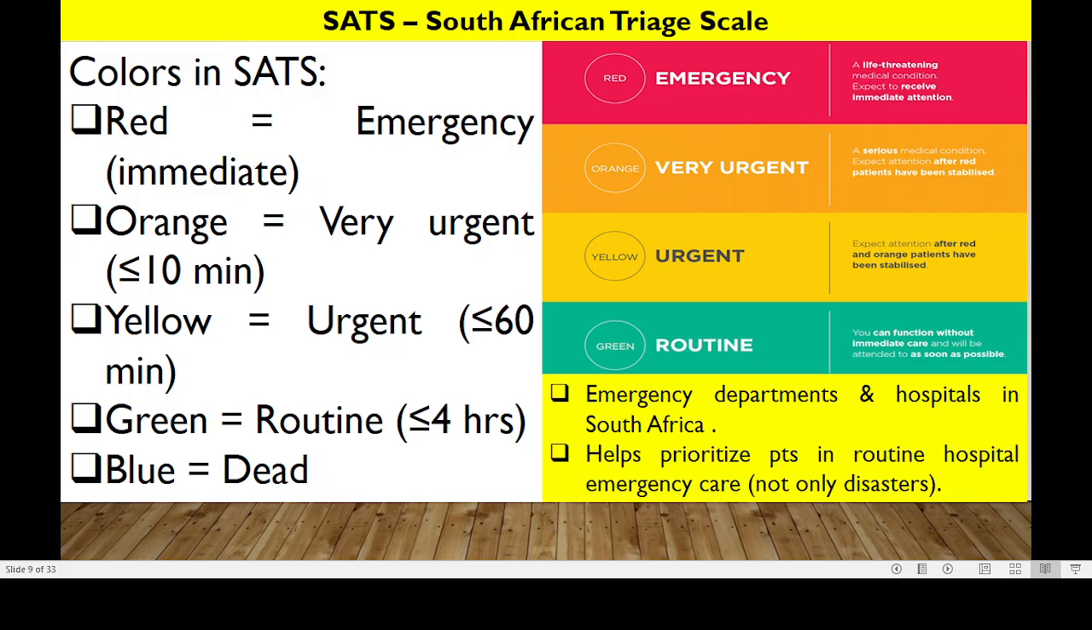So here you have a serious medical condition, so you expect attention after the red patients have been stabilized. Then we have the yellow, which is the third level. You expect attention after the red and orange patients have been stabilized, and that should be within 60 minutes. The fourth one is the green one. So you can function without immediate care and you'll be attended to as soon as possible once we are done with the red, the orange, and the yellow coded group.